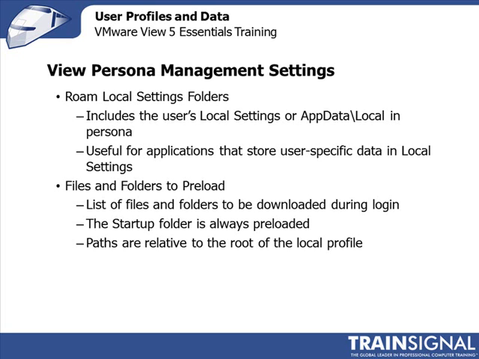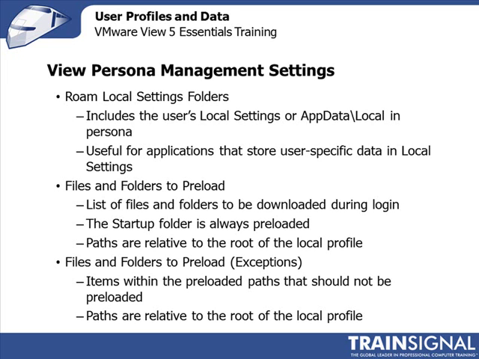All the paths for this setting and all the following settings that require a path should be entered as relative paths to the local profile itself. In a Windows 7 environment, it would be relative to the c:/users/username directory. The Files and Folders to Preload Exceptions setting allows us to identify paths and files that we do not want preloaded. So if there's something specifically within the startup folder, for example, that we don't want preloaded, we can identify it here.